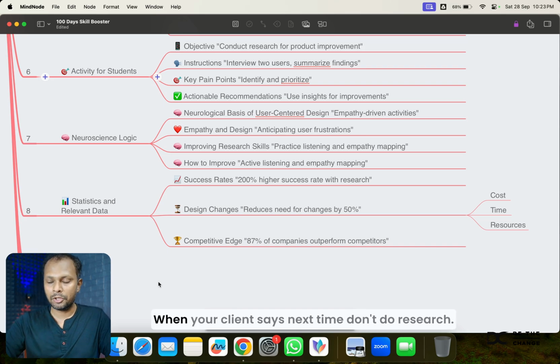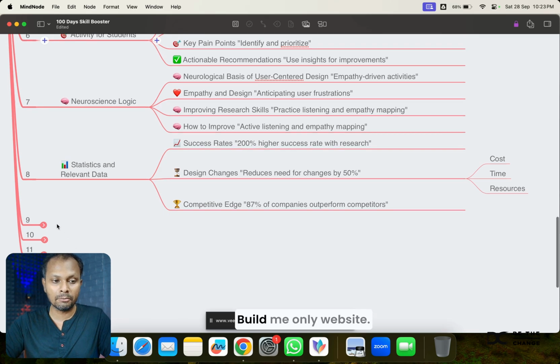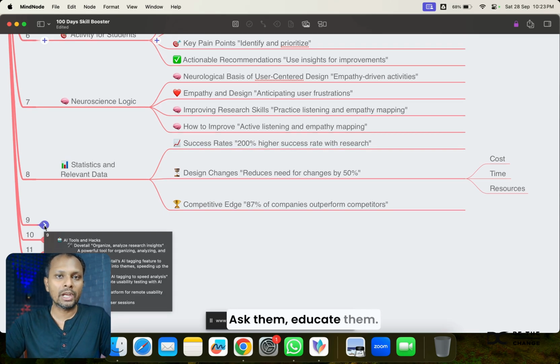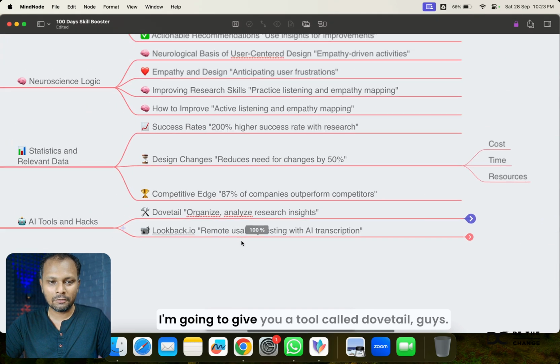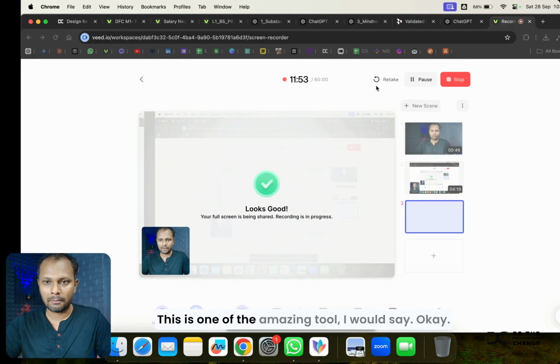Don't take it for granted. When your client says next time, don't do research, just build me a website, ask them, educate them. It's your responsibility to do that. Okay? So what are the tools? I'm going to give you a tool called Dovetail, guys. This is one of the amazing tools, I would say.